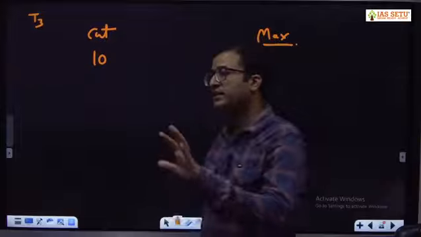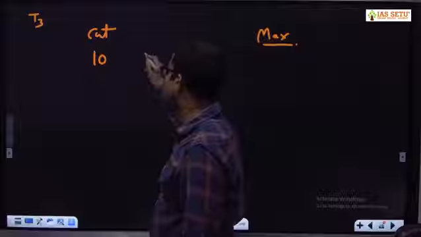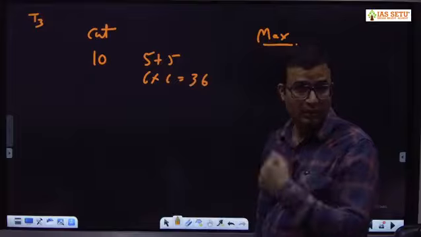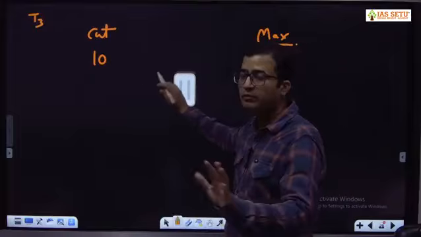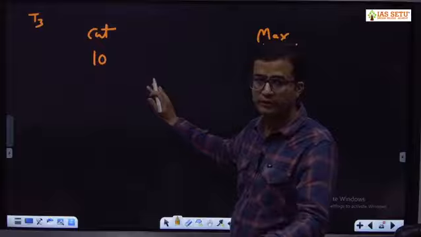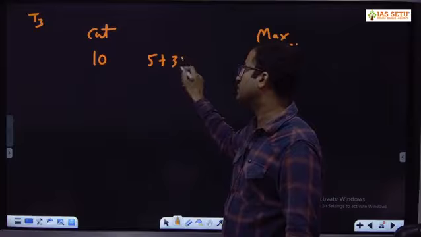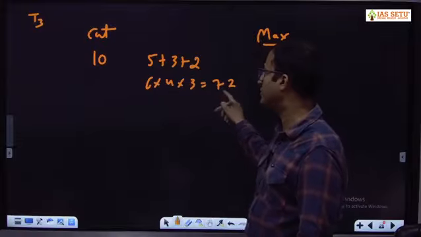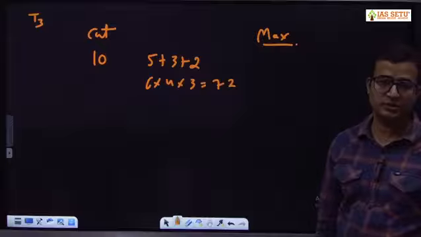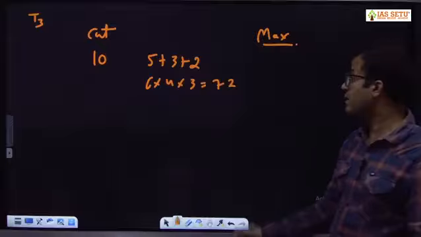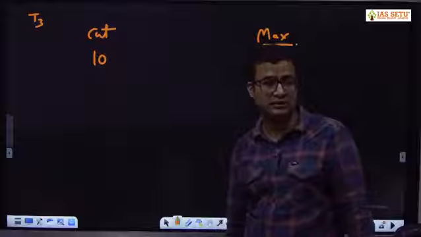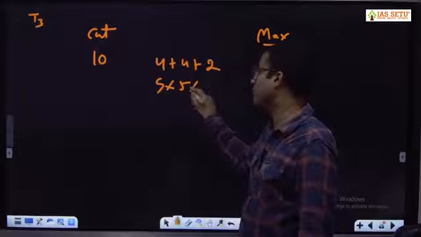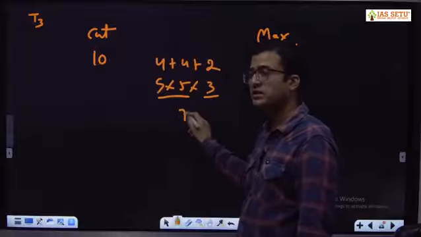If anyone is getting 36 as the answer, what have you done? 5 plus 5, so it is 6 into 6, 30. Okay. Wait, I'm not saying 36 is the answer, but I'm saying what you are doing. If anyone had done 5 plus 3 plus 2, you are getting 6 into 4 into 3, 72. If anyone is getting 75 as the answer, how many of you got 75? What did you do? 4 plus 4 plus 2. So it is 5 into 5 into 3, 25 into 3, 75.